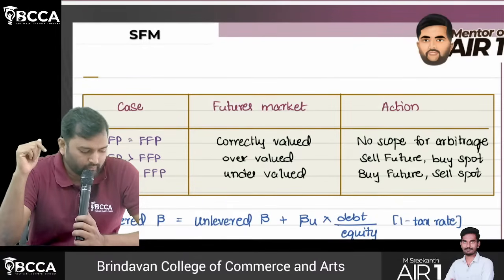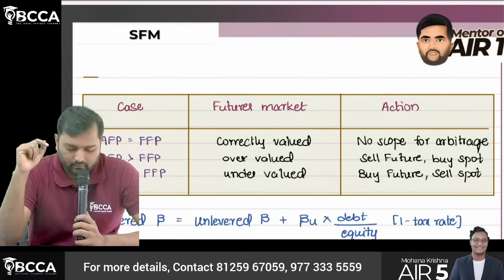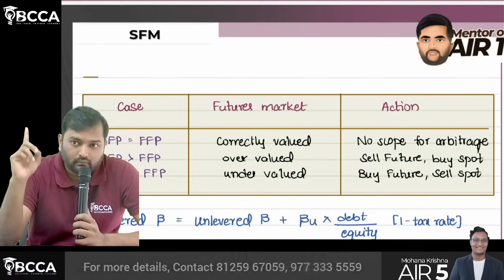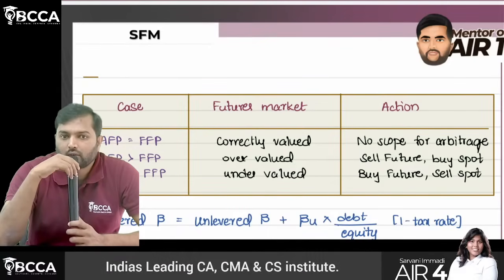Suppose actual future price is less than fair future price, undervalued. If actual future price is less than fair future price, then what?